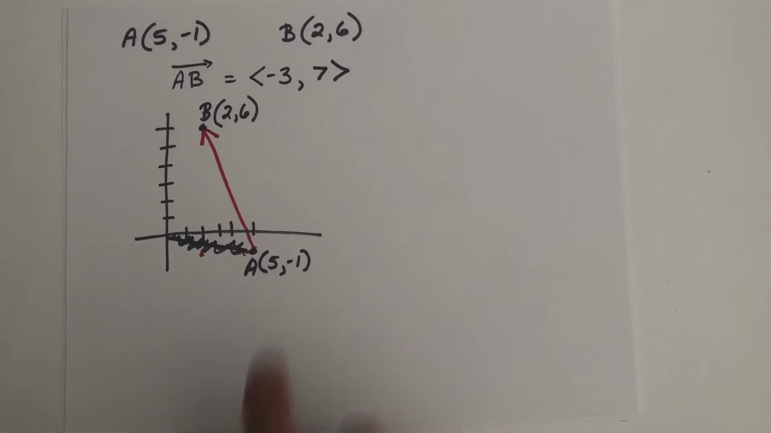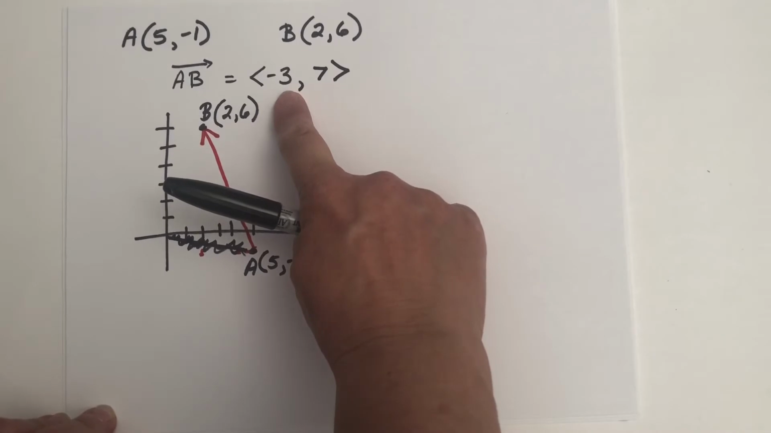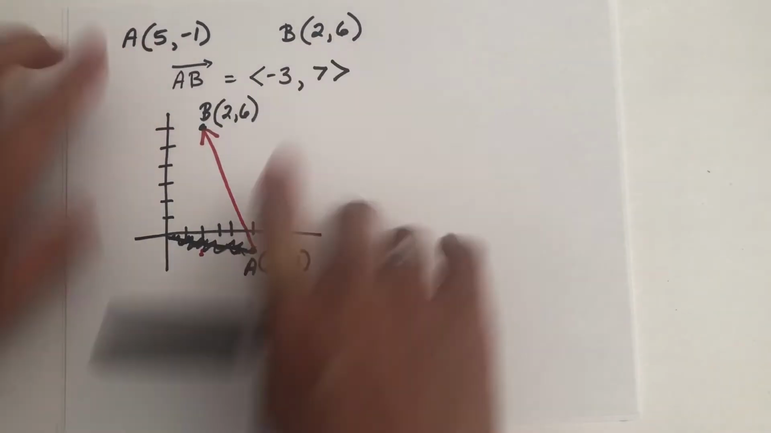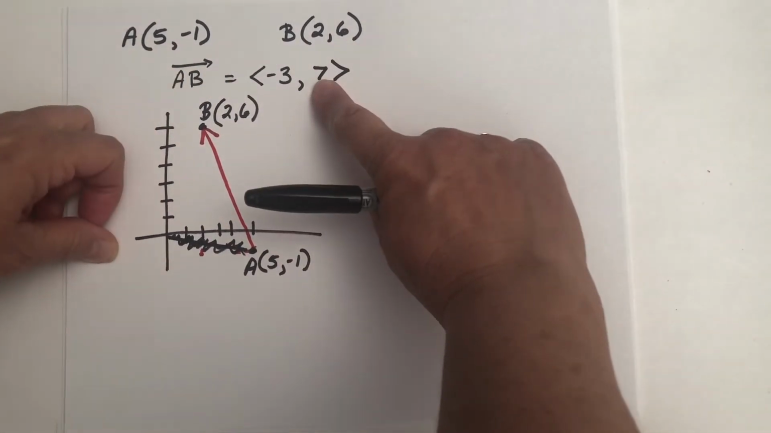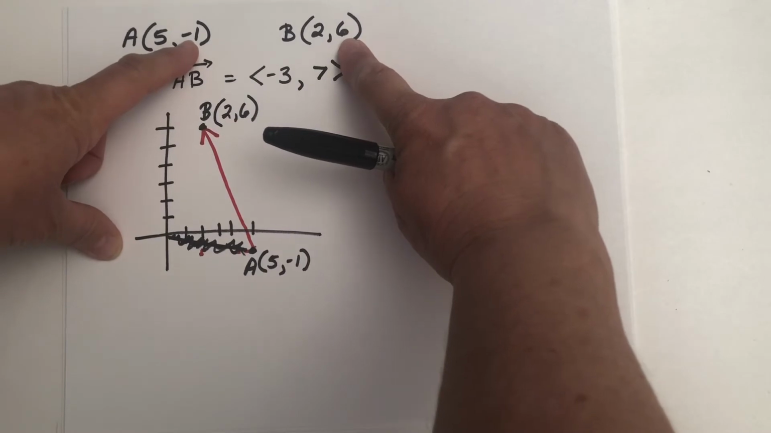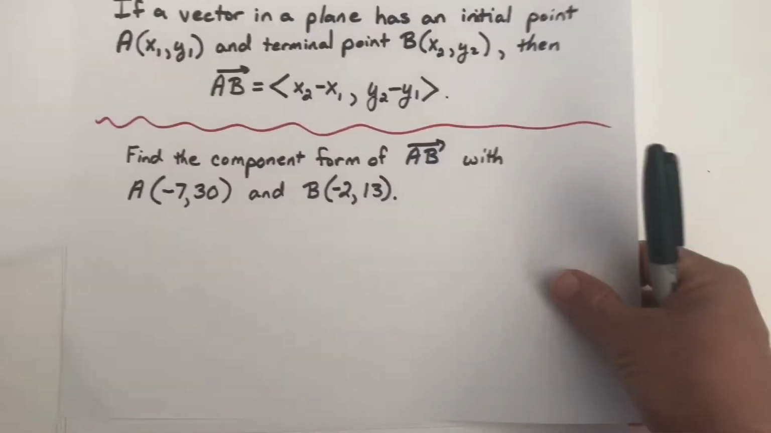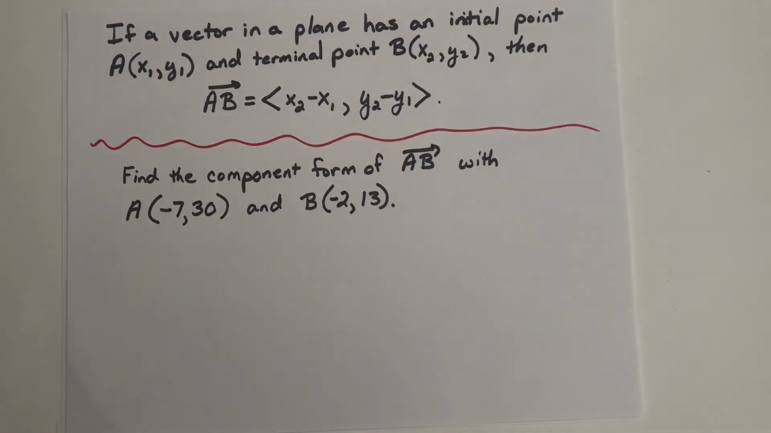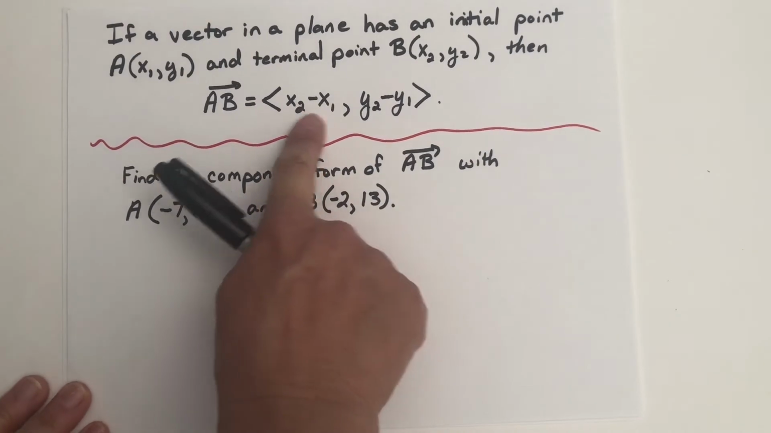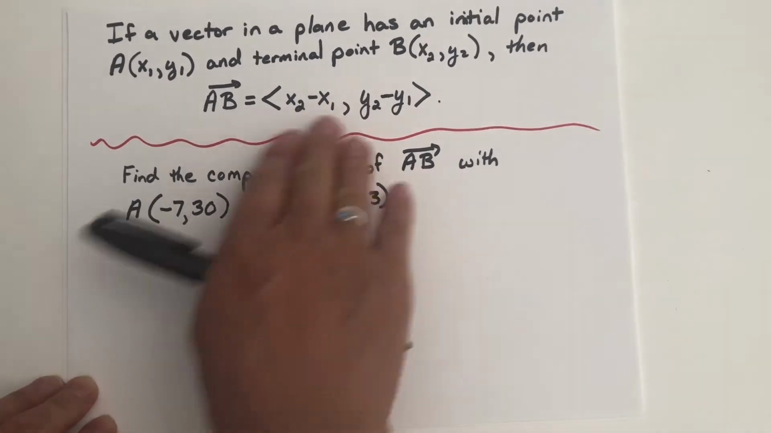But look at where these values come from. Notice you can get this -3 from 2 minus 5. So I wouldn't really need to draw a picture next time. And similarly, this 7, where does it come from? 6 minus -1. And in fact, let's state that generally. If a vector in a plane has an initial point that is (x1, y1), and a terminal point that's (x2, y2), we can subtract the x components and subtract the y components, and we'll have our vector in component form.